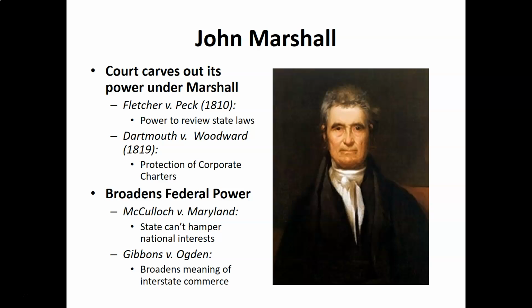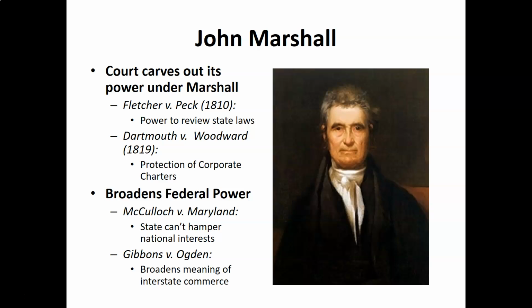So you have these four cases on screen. You have Fletcher versus Peck, which happened in 1810. It gives the power of review to state laws. So basically, this is judicial review looking at state laws. Dartmouth versus Woodward deals with protection of corporate charters, with Dartmouth being a college treated as a corporation. That's important as business starts to develop in our country and education as well. But again, it's more carving out of powers in terms of their determining of cases.